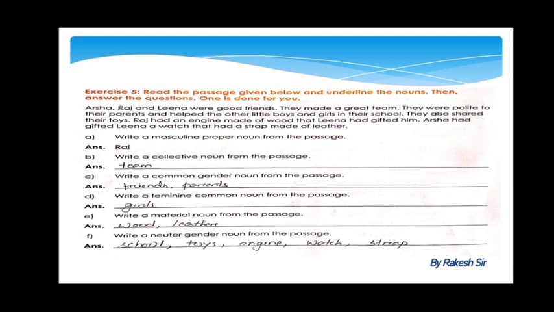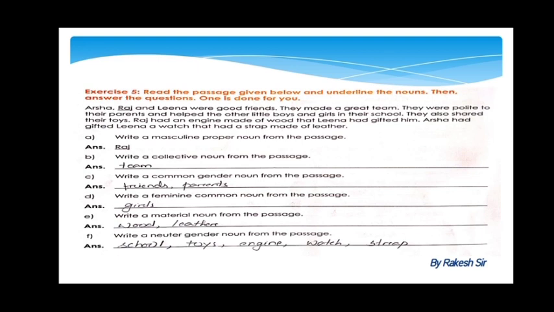Now write a feminine common noun from the passage. Feminine means referring to a girl, and also common. Only one is there, that is girls. Now write a material noun from the passage. Material means the substances. If I say a chair is made of wood or a chair is made of plastic, I can write anything; those are called materials. Here, engine made of wood, so wood is your material noun. Second, the watch strap is made of leather.